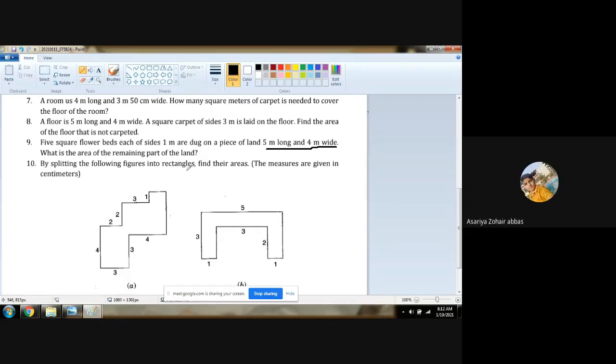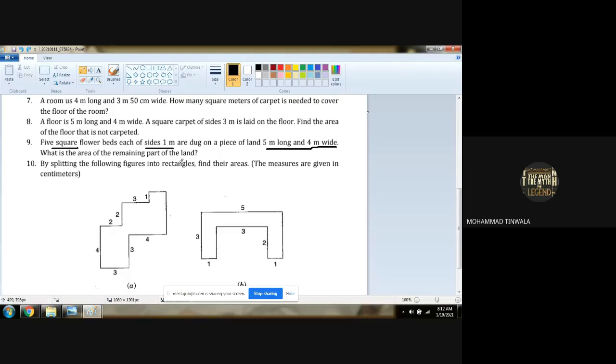Sir, in this question, they are saying that five square flower beds, each of side 1 meter. Very good. So square flower beds are there. If you calculate one square flower bed of 1 meter each, all four sides will be 1 meter, then 1 meter, 1 meter, 1 meter, like this.